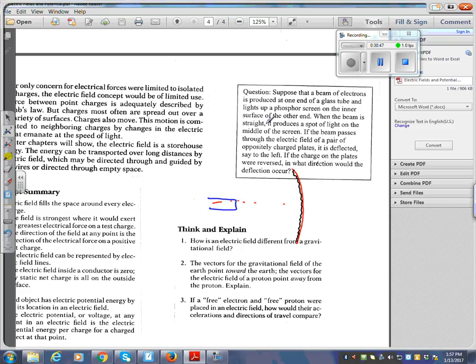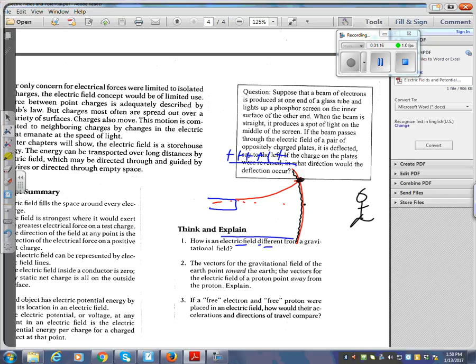when the beam is straight, it produces a spot of light in the middle of the screen. So if you're the human over here looking at it, you're going to see a little white dot right there. Okay? Now, if the beam passes through the electric field of a pair of oppositely charged plates, it's deflected, say, to the left. Now, I've got things reversed a little bit, but let's say I've got my electric plates here, positives and negatives down here. So my electron beam is going to be deflected, and my spot of light's going to be there.